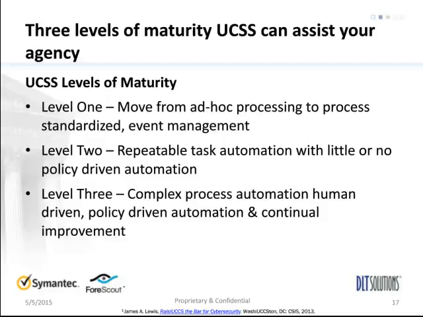The first one is level 1, and that's where, as I spoke earlier, you have that ad hoc process. It's not really documented, or if it is documented, it's not followed. So you may have five different ways of doing that same task. Unfortunately, that drives inefficiency in your operations. It brings your cost up, and it adds risk.